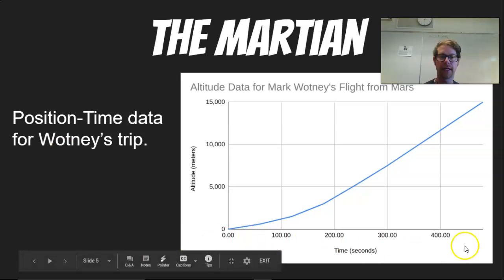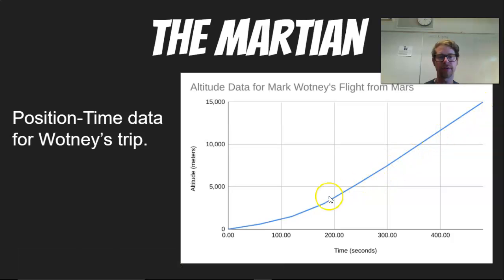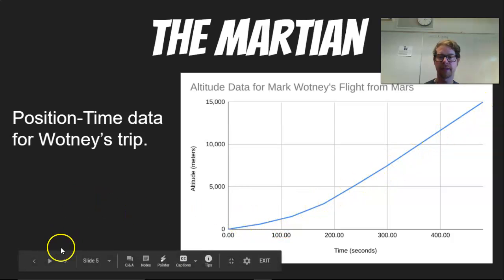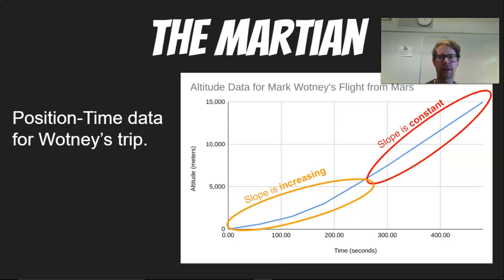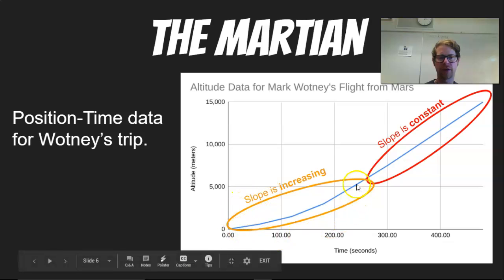You've got time on the x-axis, altitude in meters on the y-axis, and this is tracing the change in position over time. We can look at this as two different parts of a graph. There are two different things going on. One is that in the orange part here, in the first half or so, the slope of this line is actually changing. It's increasing.